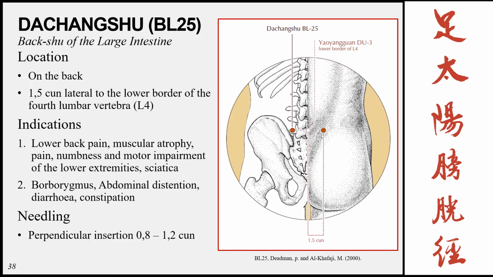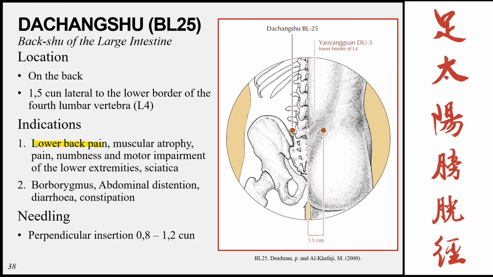The next point is DACHANGSHU, bladder 25. This is the back shu of the large intestine, and it is located on the lower back, 1.5 tsun lateral to the lower border of the fourth lumbar vertebra. And this point, as well as the previous 2 points, because of their location, are quite commonly used for lower back pain. The other indications for this point can be used for muscular atrophy, pain, numbness, and motor impairment of the lower extremities, and sciatica.